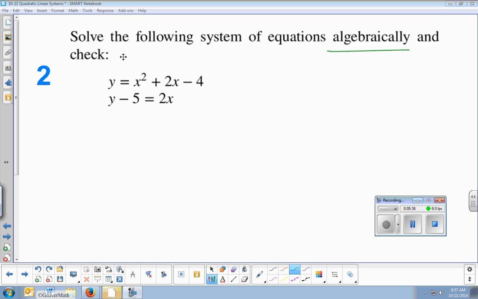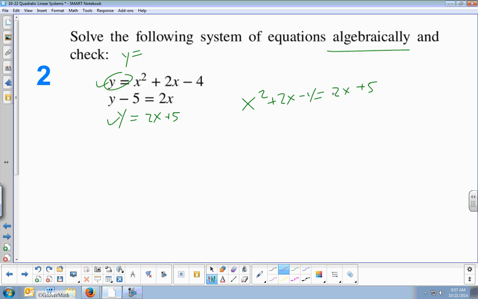So first thing is they both need to be y equals. I see this one is, but this one is not. So I need to change this to be y equals 2x plus 5. And now it's a y equals problem. And so since y equals x squared plus 2x minus 4 and y equals 2x plus 5, I can set those expressions equal to each other.